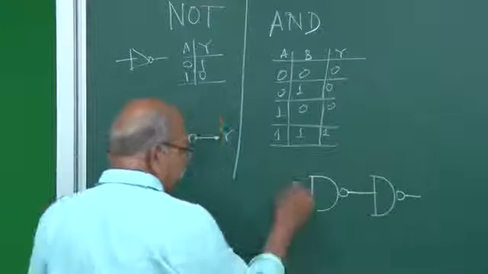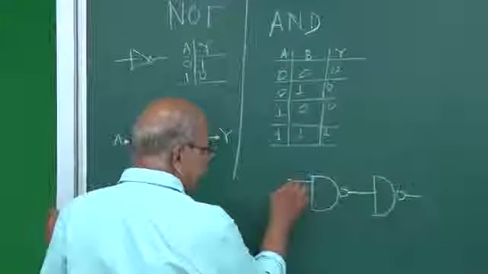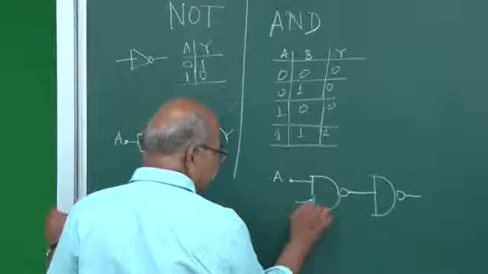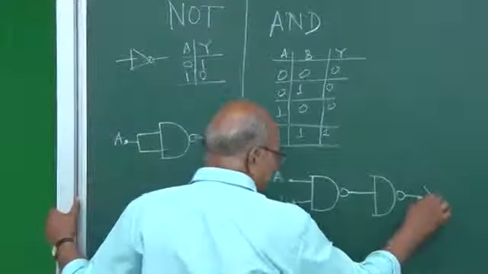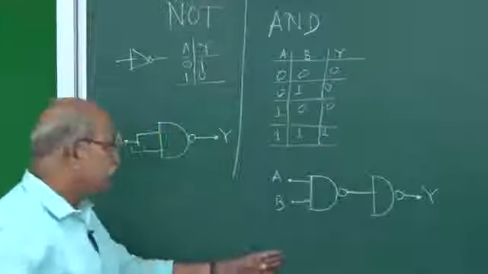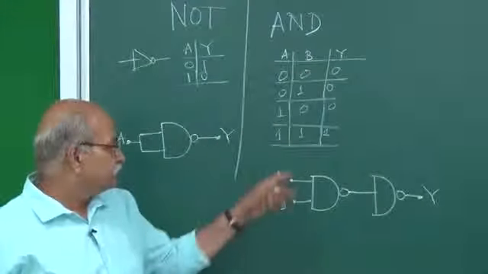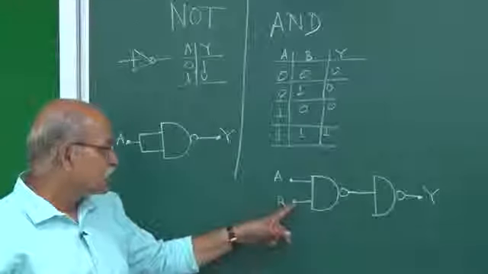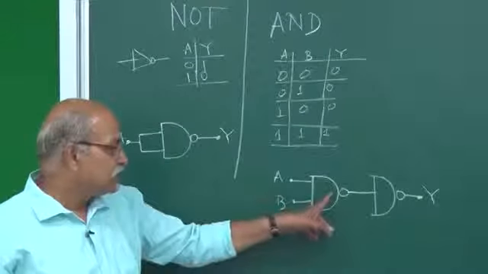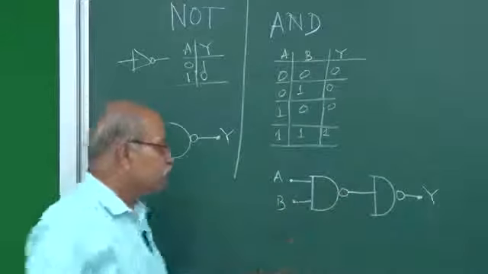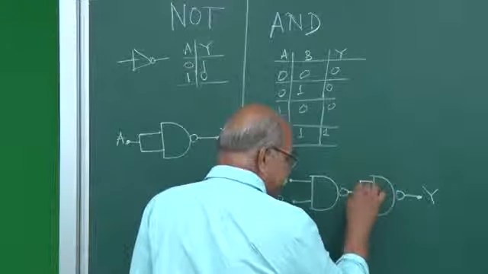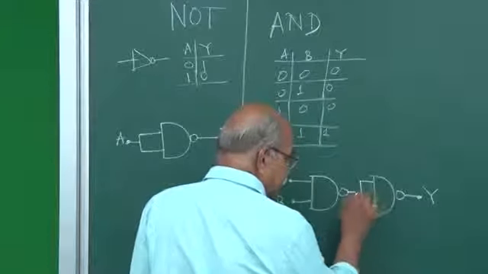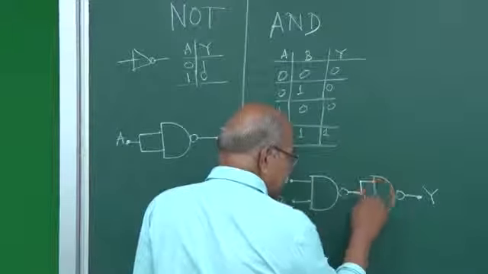Let's try this way. This is A, and this is B, and this is Y. Let's try what happens with this circuit. With inputs 0 0, AND will give me 0. NOT of this will give me 1. Wait, this is like this, so you need 2 inputs here.